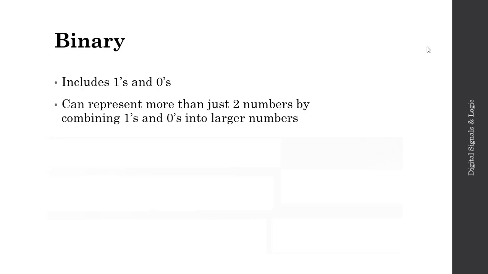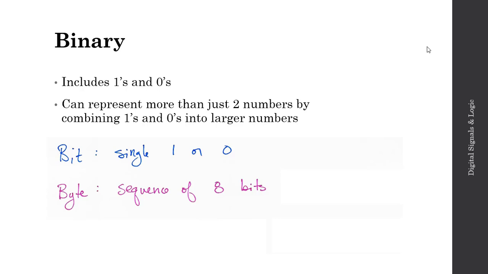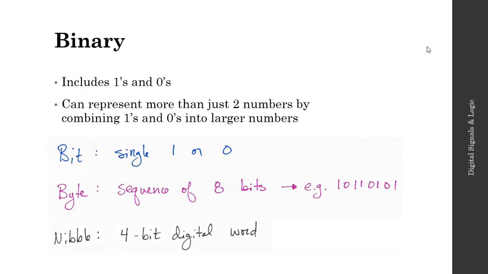However, we can very easily represent more than just a 0 and a 1, right? We can combine effectively zeros and ones into larger numbers. So we can define a bit as a single 1 or a single 0. Now, if I have 8 bits, I have a sequence of 8 bits, that defines a byte. An example of a byte might be 1011 0101. And I can also define what's known as a nibble. This is a 4-bit digital word, where an example of a nibble will be a 1010, let's say.